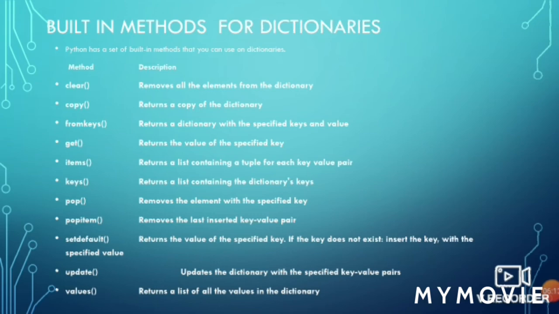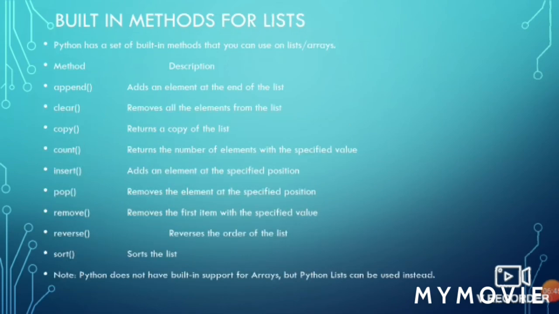Setdefault. This function is used for this: return the value of the specified key. If the key does not exist, insert the key with the specified value. It will check whether it is inside, and if it is not, then it will create it and then return the value. Update: update the dictionary with the specified key value pairs. Values returns a list of all the values in the dictionary.